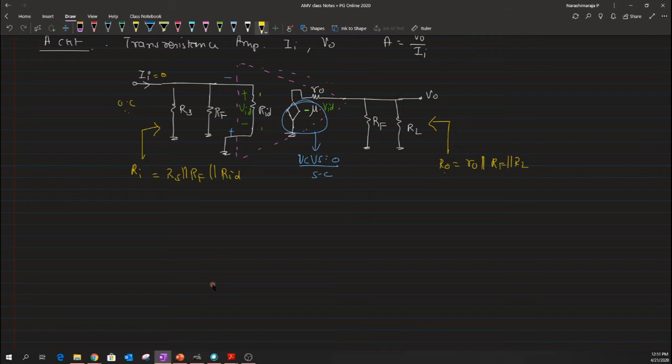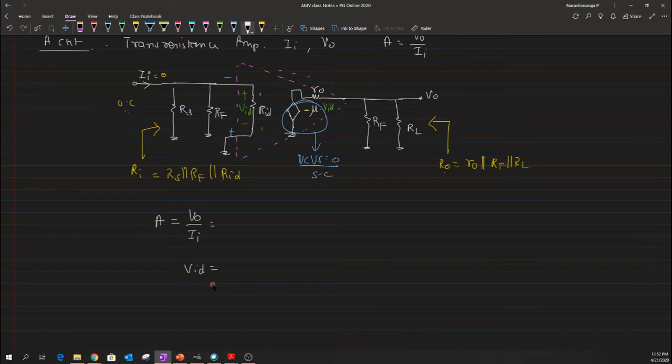The next thing is that we need to calculate the gain of this particular circuit. So, we need to evaluate the value of A, and it is defined as V naught divided by II. Now, one could evaluate this expression just by knowing the relation between this II to VID, and then onto this V naught. So, first let me try to evaluate the value of VID.